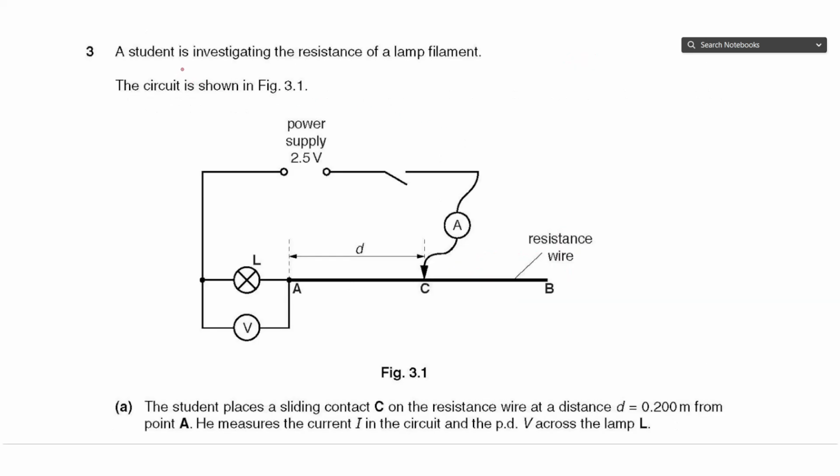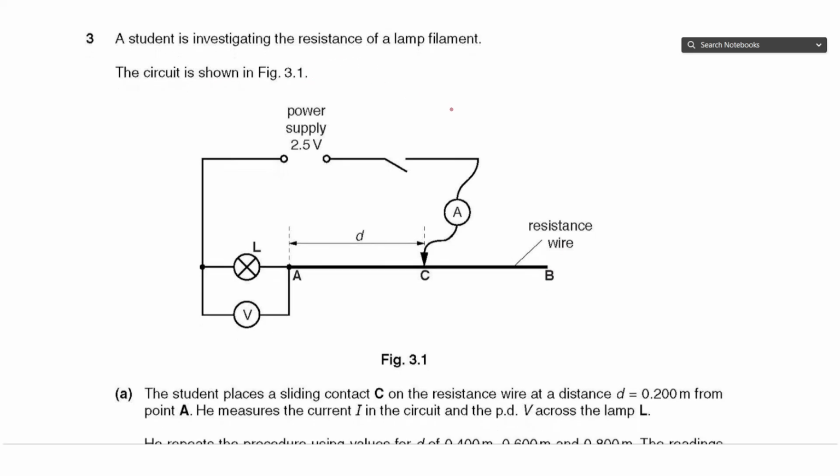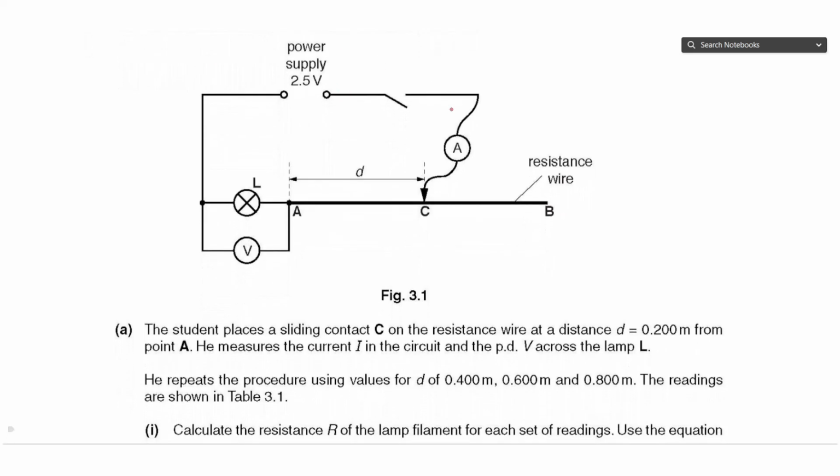Question 3 says a student is investigating the resistance of a lamp filament. The circuit is shown in figure 3.1. We have a power supply, a switch, and a meter connected to a slider on a resistance wire. And the position of C can be changed to measure distance D between A and C. And we have the lamp in series and the voltmeter.